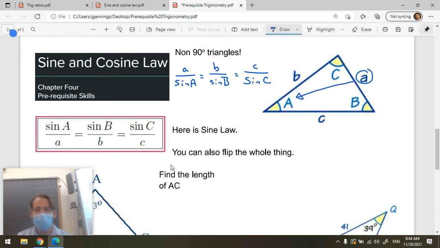Okay? Now, in order to use sine law, I need to understand that this side length here is related to this angle. This side length here is related to that angle. In fact, this angle, in many ways, creates this side length. As angle C opens up, the distance between my fingers gets bigger. That side length C gets bigger.